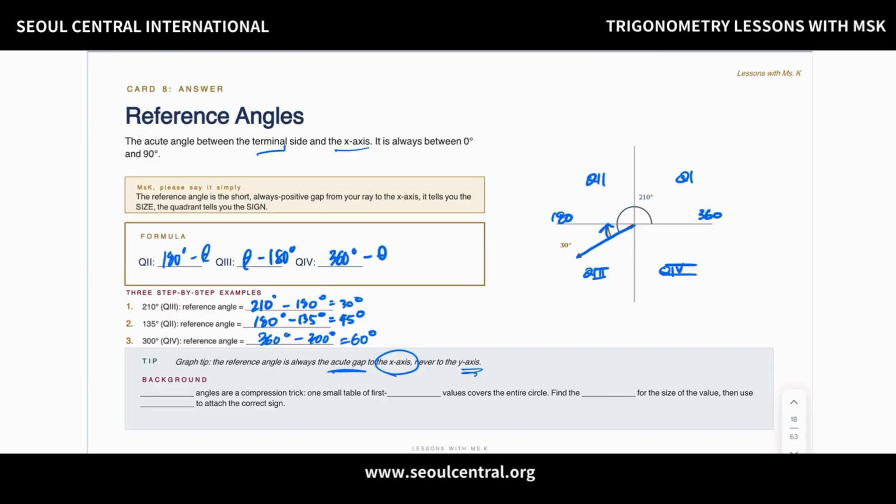So reference angles are a compression trick. One small table of first quadrant values covers the entire circle. It's just another way for you to remember this, so that when you have to do this on your own and you're solving questions, you're not always trying to look for your reference guide, but you know it off the top of your head. So find the reference angle for the size of the value, and then you can use All Students Take Calculus to attach the correct sign. Is it positive or is it negative?